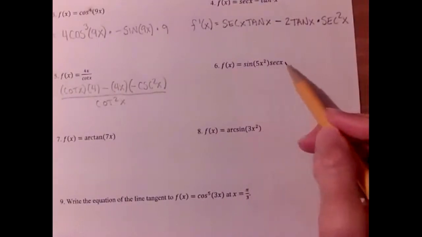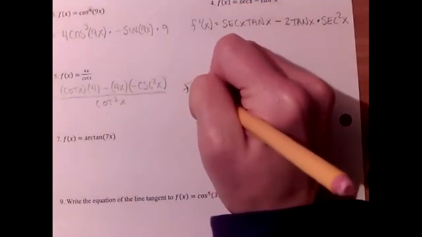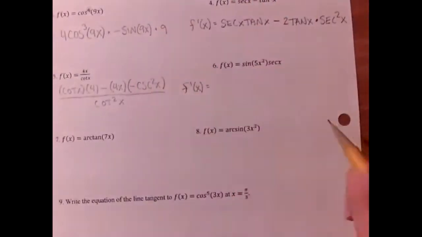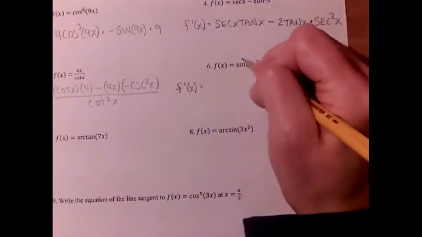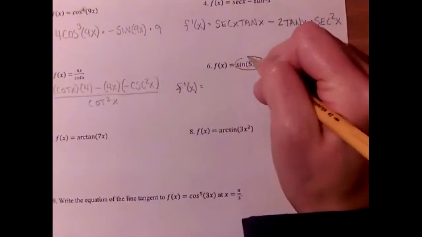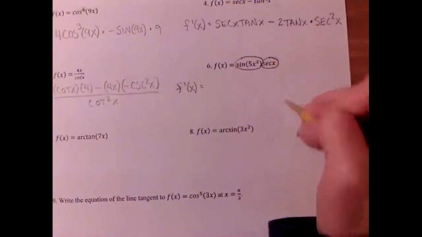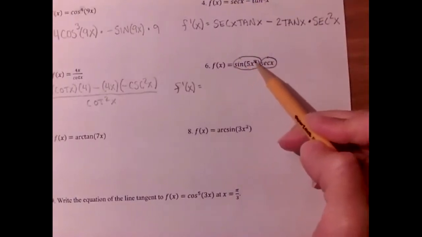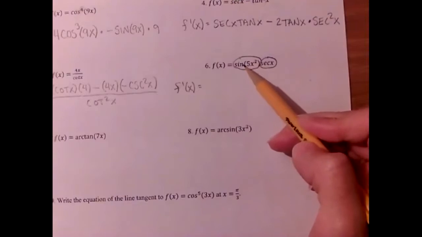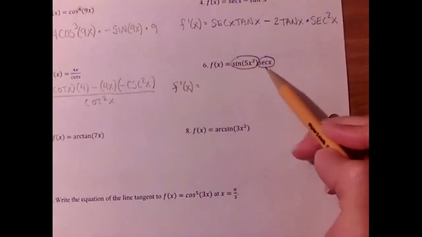This one is about as difficult a problem as I could possibly make. A lot of people want to know, like, how hard is this going to get? Probably this. This is about as tough as I can make it. This is the first function. This is the second function. So there's going to be a product rule. And then this one has a chain rule inside of that. Okay, but we're going to do product rule first.